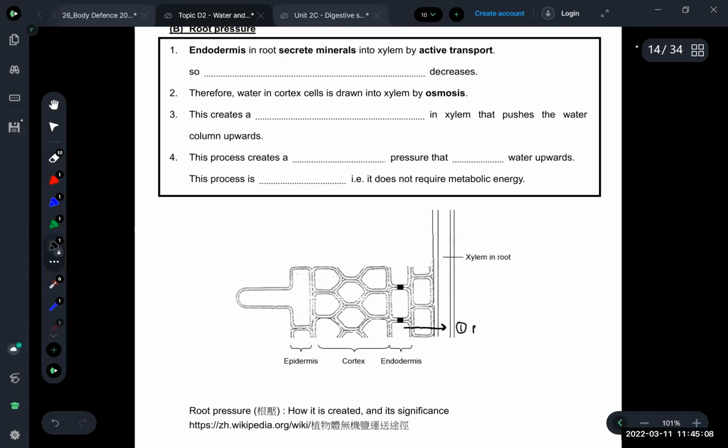So draw it together in your notes. Pause whenever you need some time. So how would it be related to water flow then? It's not pumping water in, it's just secreting minerals in.